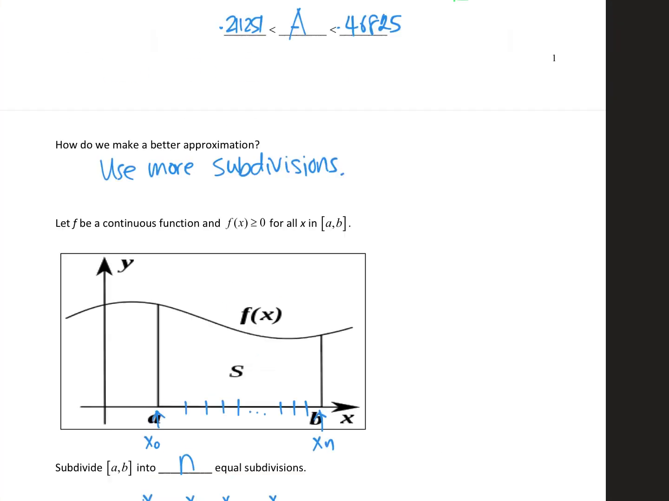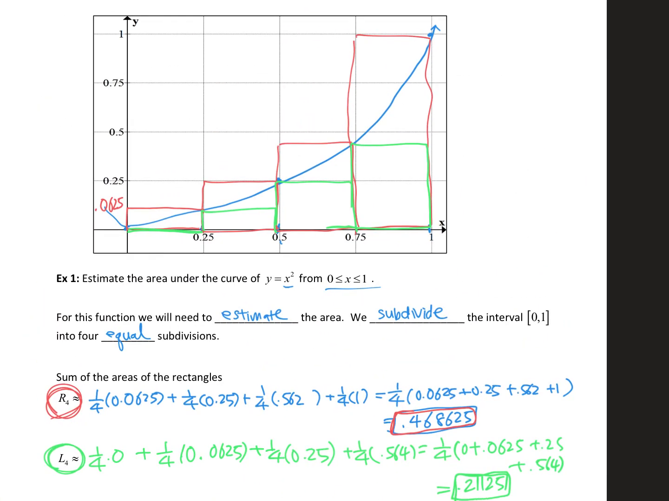If I go back here to review, I wrote 1/4 as the base, or the length, of the rectangle. How did I get that? Well, from 0 to 1, the length is 1. We wanted 4 subdivisions, so I divided into 4, right? The reason I have 1/4 is because the entire interval had length 1, and I divided by 4. That's why it was 1/4. So I'll use that concept here.